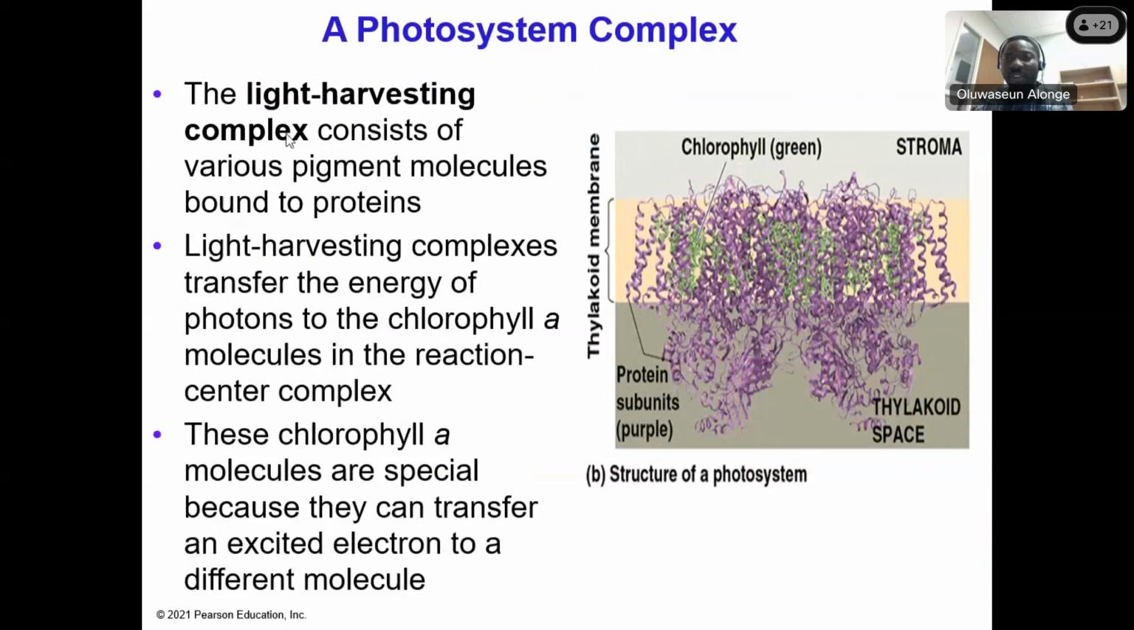So a light harvesting complex consists of various pigment molecules bound to protein. Light harvesting complexes transfer the energy of the photon from the chlorophyll to the chlorophyll A in the reaction center. Does that make sense? So the job of the light harvesting systems, or antenna complexes, is simply to propagate the photon that they received to where it matters.